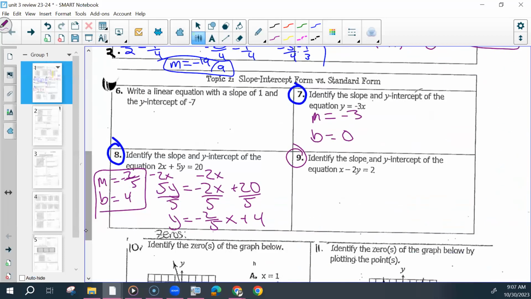And then number 9, same as number 8, solve this one, get rid of the x, and divide everything by -2. And then you can identify your slope and y-intercept. What would your slope be? Half, and your y-intercept?